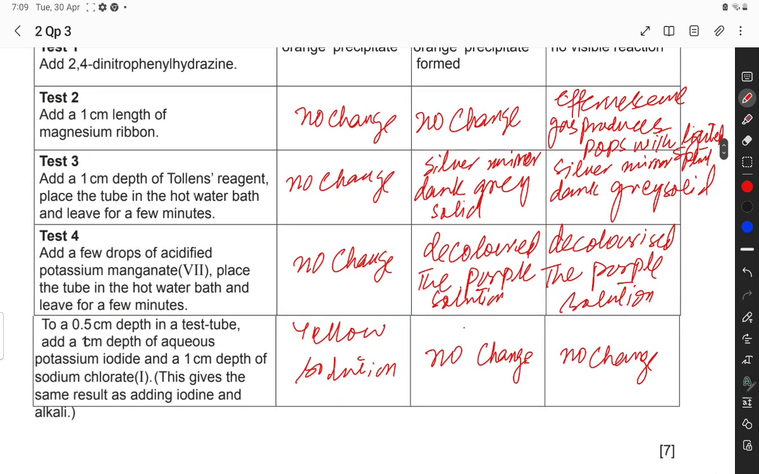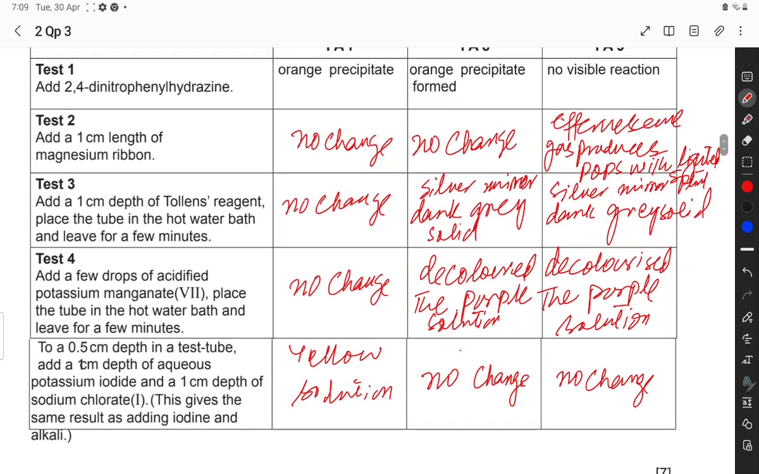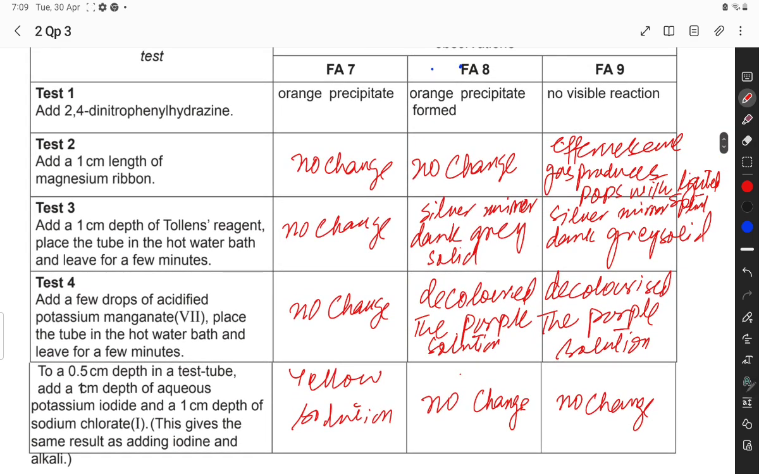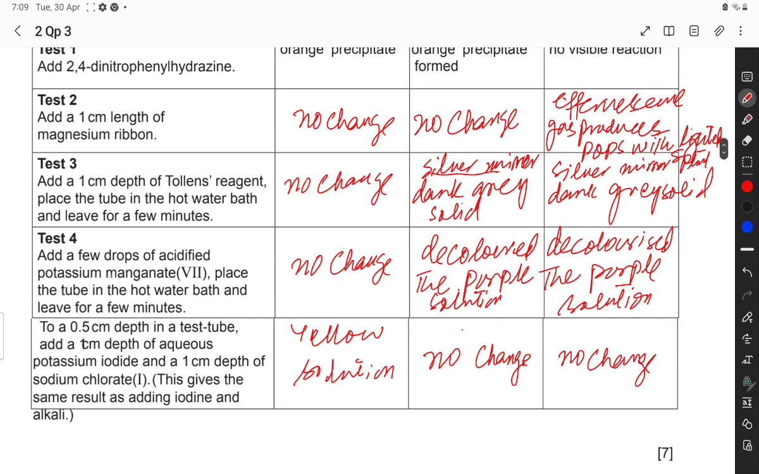Test 3, add 1 cm depth of Tollens reagent. No change with FA7. With FA8 you get a silver mirror or dark gray solid. So test 4, add few drops of acidified potassium manganate. Place the tube in the hot water bath and leave for a few minutes.